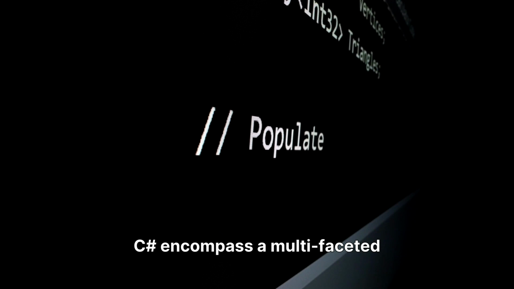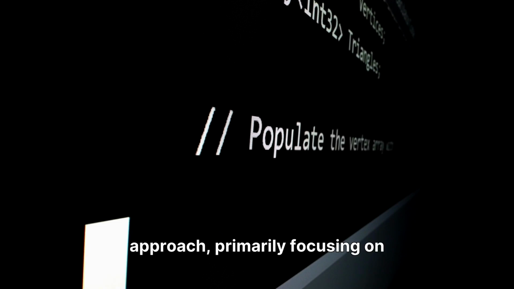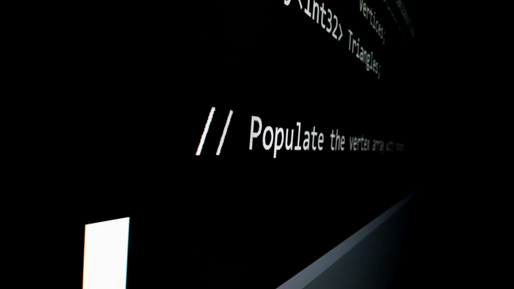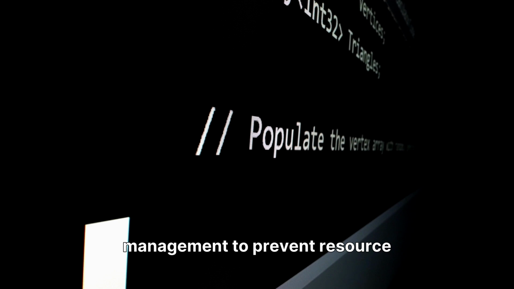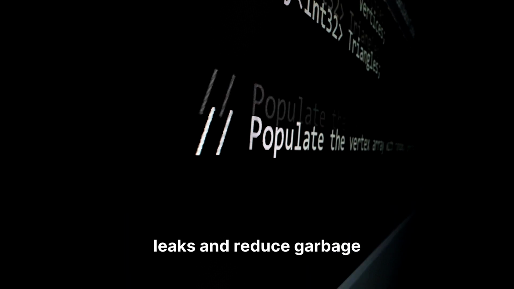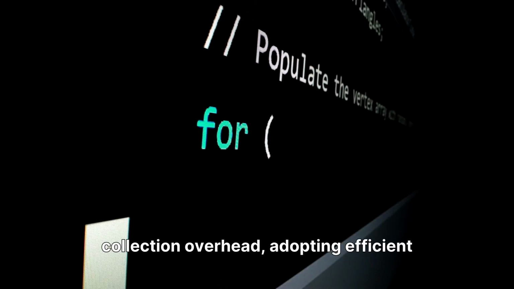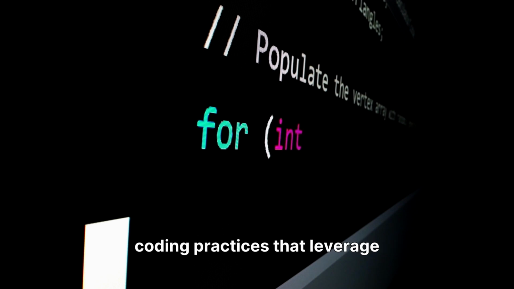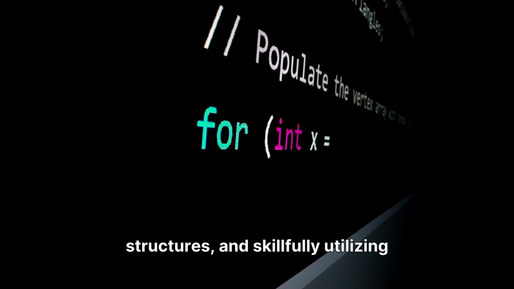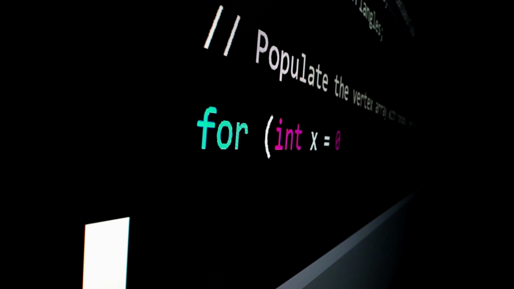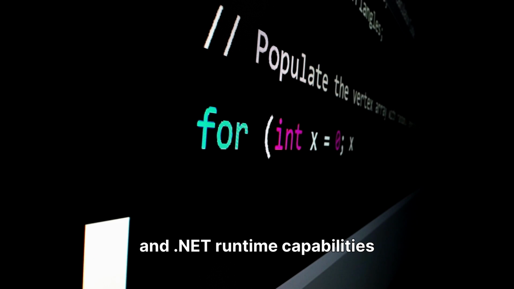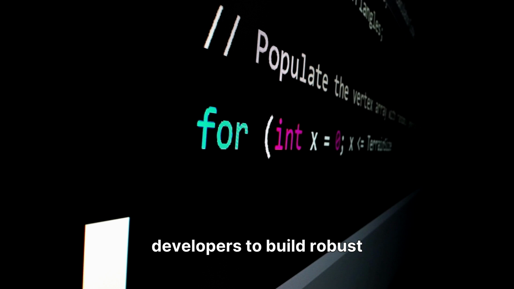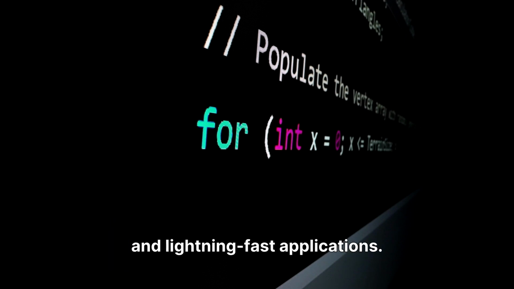Effective optimization strategies in C# encompass a multifaceted approach, primarily focusing on three key areas. These include meticulous memory management to prevent resource leaks and reduce garbage collection overhead, adopting efficient coding practices that leverage optimal algorithms and data structures, and skillfully utilizing advanced C# language features and .NET runtime capabilities designed for high performance. Mastering these pillars allows developers to build robust and lightning-fast applications.